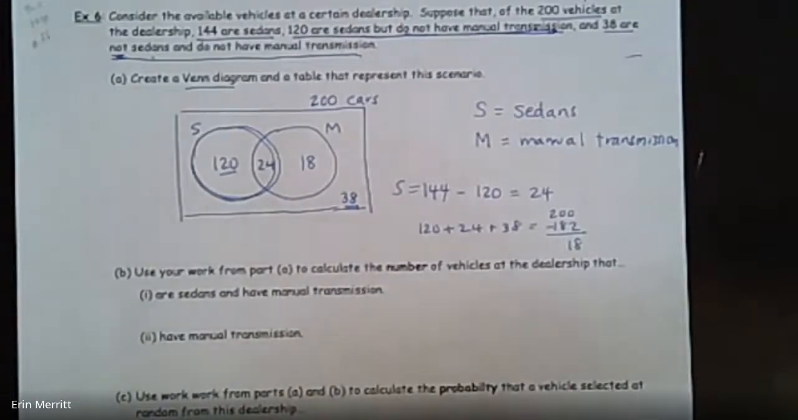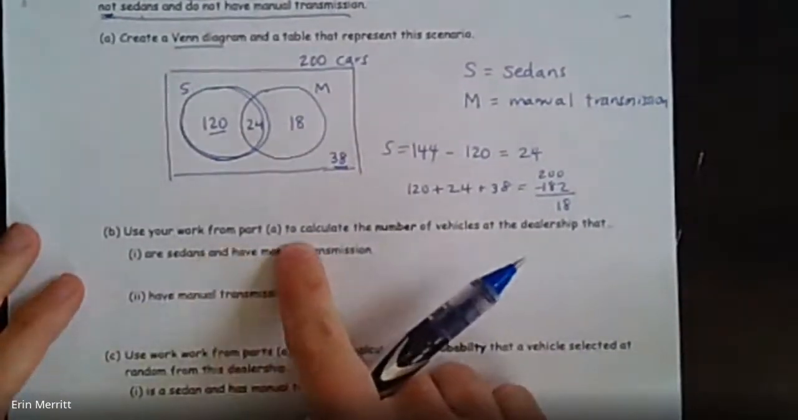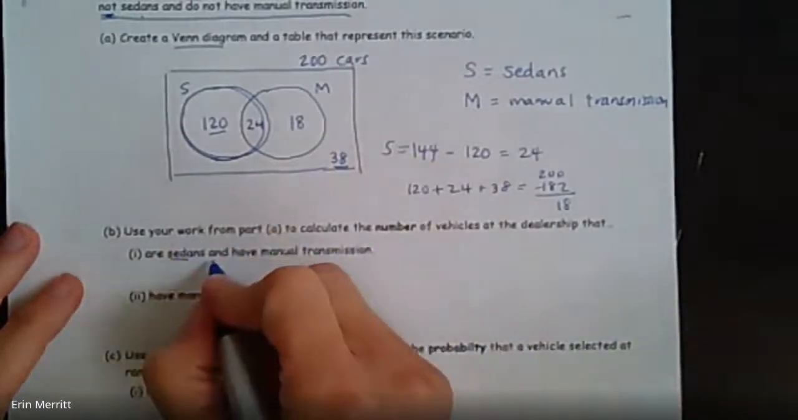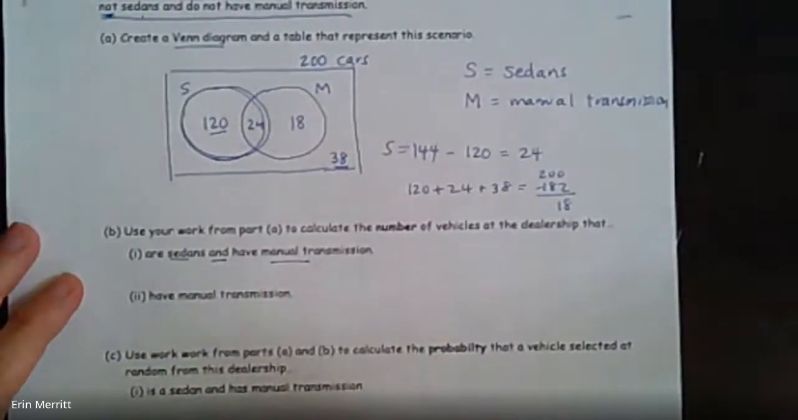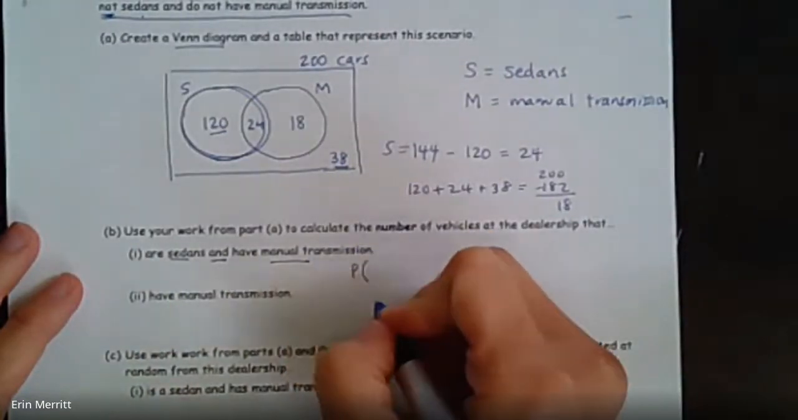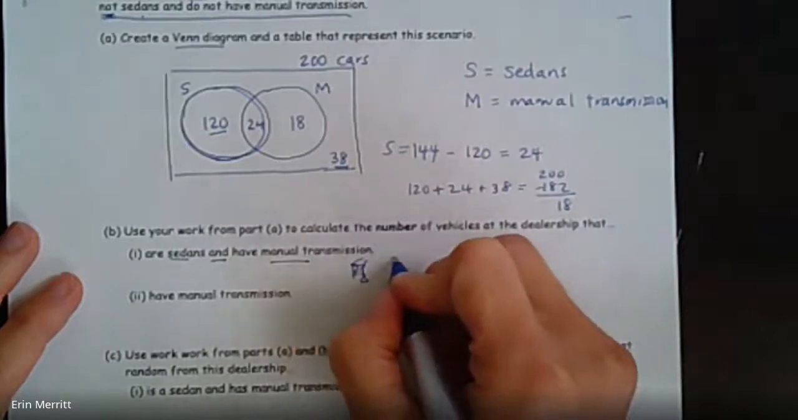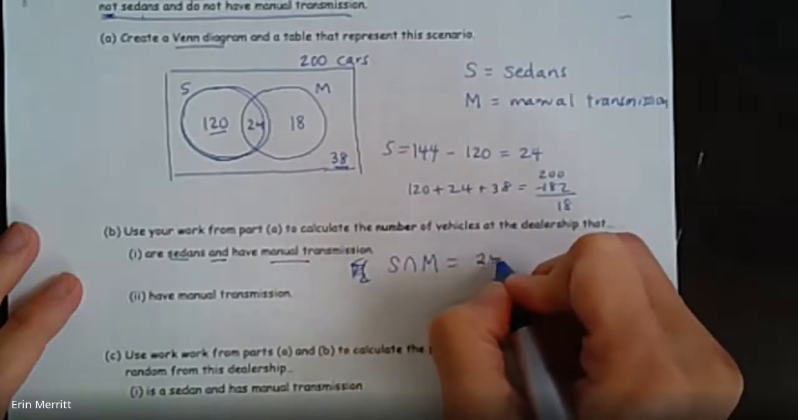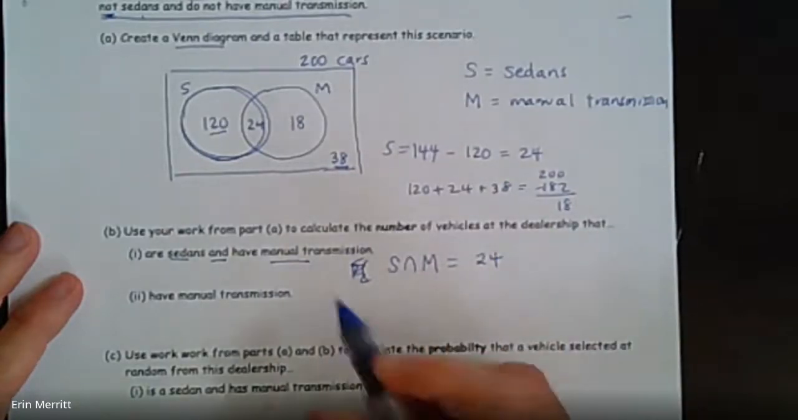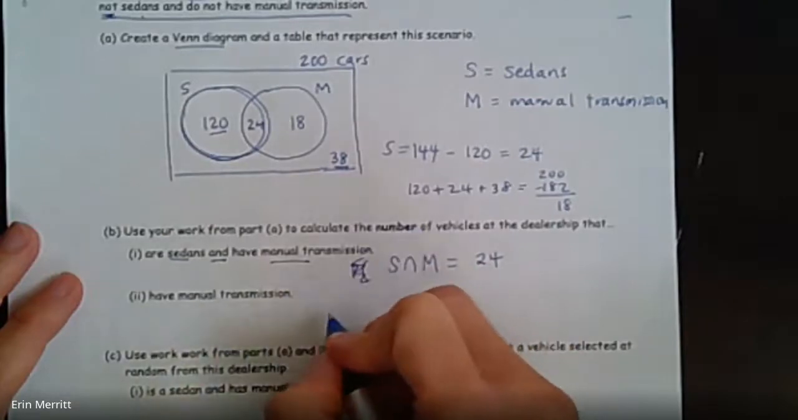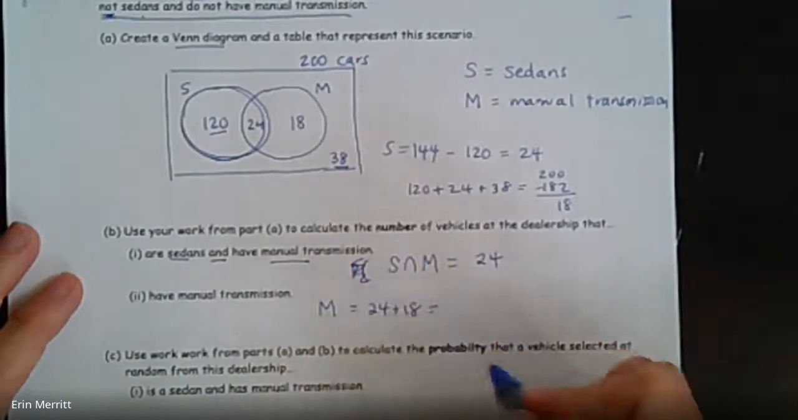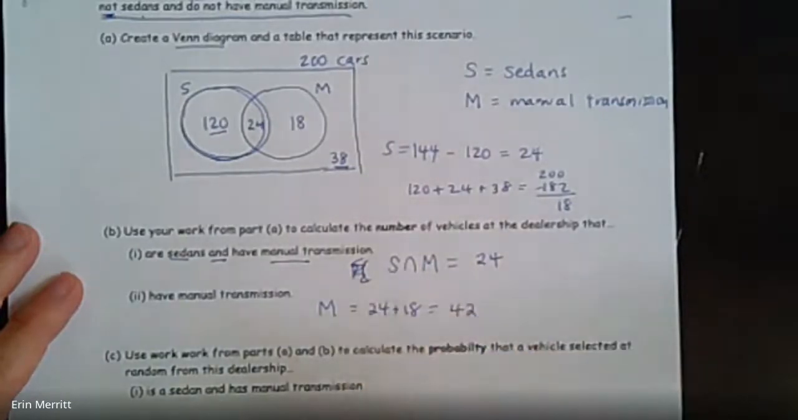All right. Now that we've got all that set up, it says use your work from part A to calculate the number of vehicles at the dealership that are sedans and have manual transmission. So all that is, if you want to show it in notation, it would be the intersection when we say and, and that's just the numbers in the overlap. So that's going to be 24. All right. How many have manual transmission? So that's just the M itself. That's the 24 and the 18 together. So 24 and 18, that should give us 42. At least I think that gives us 42. Yeah, that looks good.